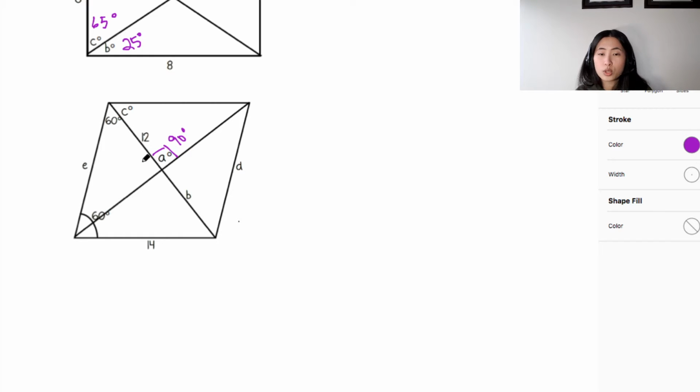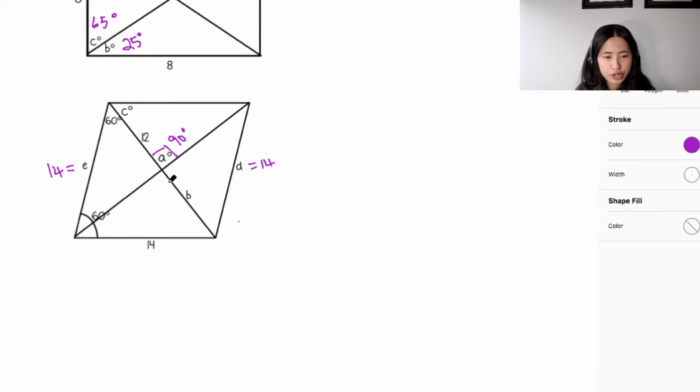And what do we know about the sides of a rhombus? They're actually equal to one another, right? So if you have 14 here, you know that this is going to be 14, this is also 14, and this is also 14. Because the similarity between a rhombus and a square is that all sides are equal, right? So if this is 14, all of your four sides will be 14. Okay, so now we know that, right?